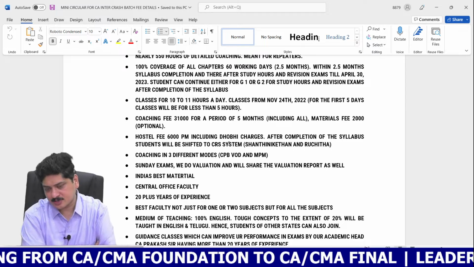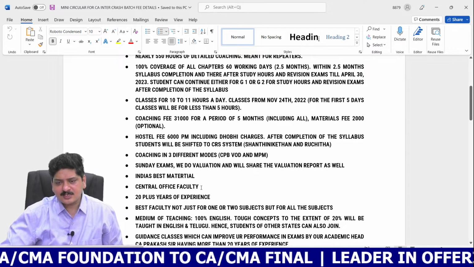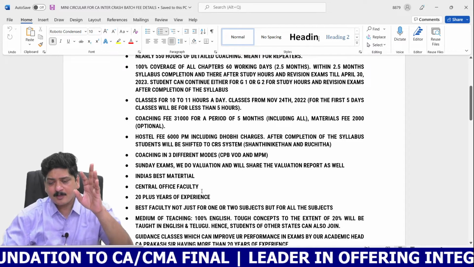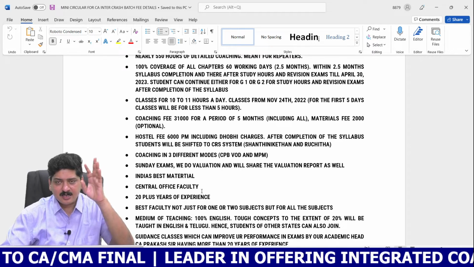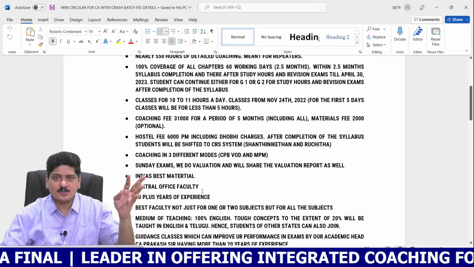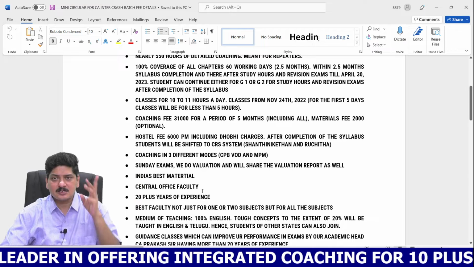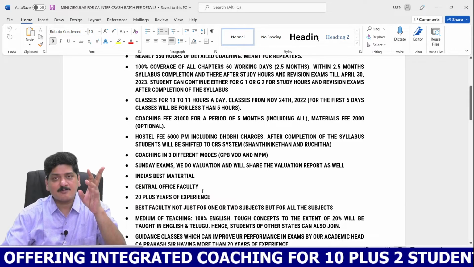Okay, let me continue, students. As I just told you, the coaching for the crash batch is available in 3 different modes. Again, it's a unique one. Not every CA coaching center is offering CA Inter crash batch as well as Group 2 regular batch. Not every CA coaching center is offering CA Inter crash batch in 3 different modes. We are offering this in CPB mode, physical batch mode, complete physical batch mode.